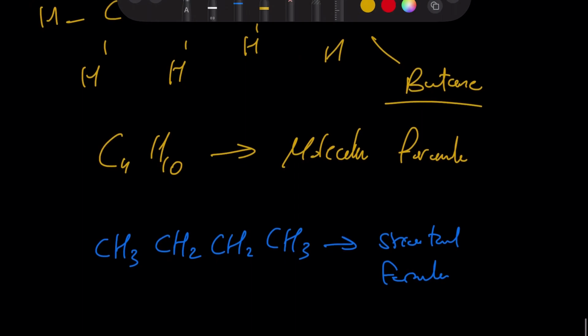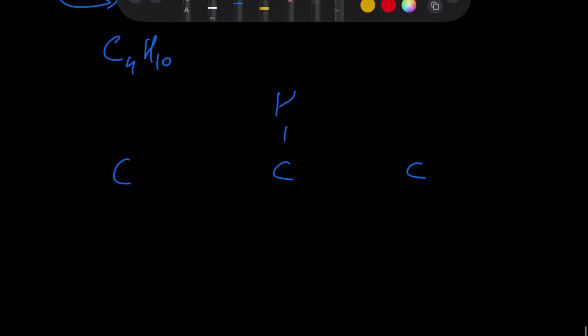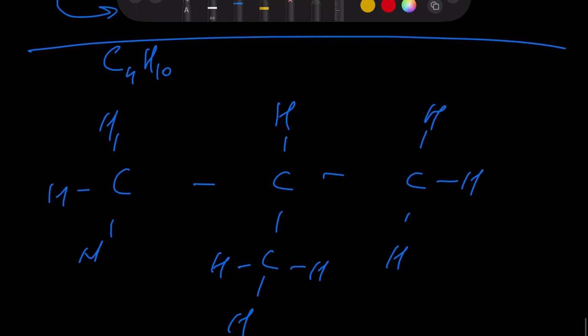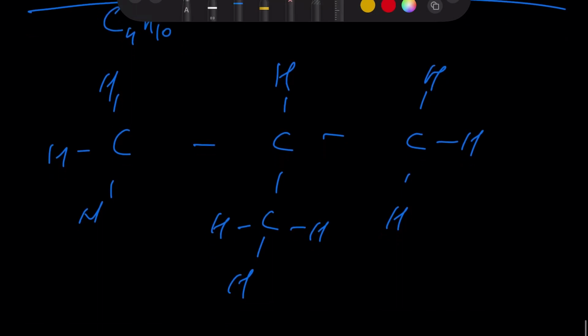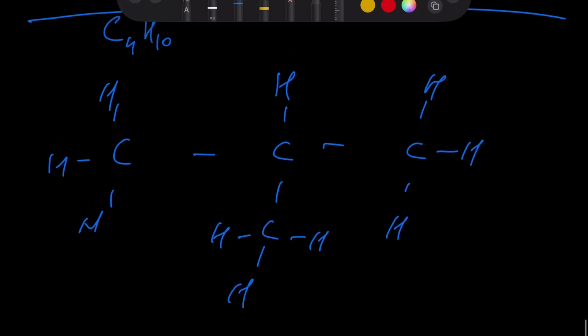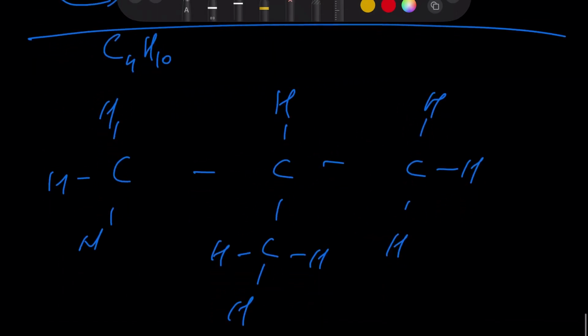Can we have another C4H10 drawn like that? This compound is what? Butane. Let's discuss the molecular formula first. What's the molecular formula of this compound? It has 4 C's. C4H10. But is this compound the same as that?